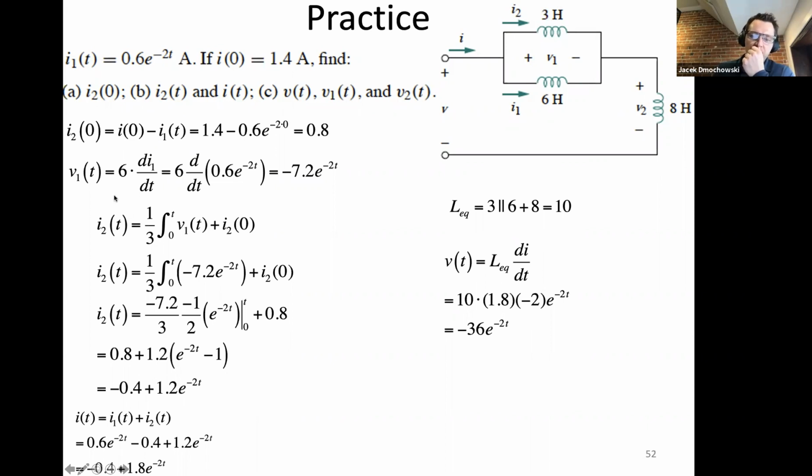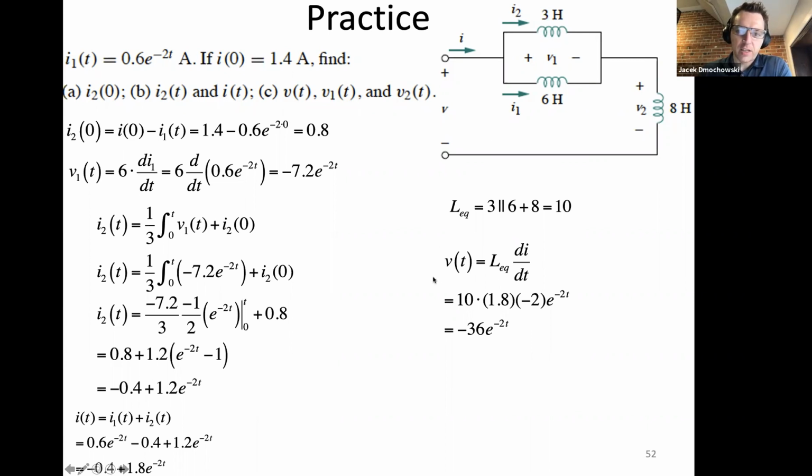KVL, exactly. So how do I apply KVL? What is going to be the expression for V2 of t? So I can write negative V of t. Yes, exactly. V of t minus V1 of t. That's excellent.